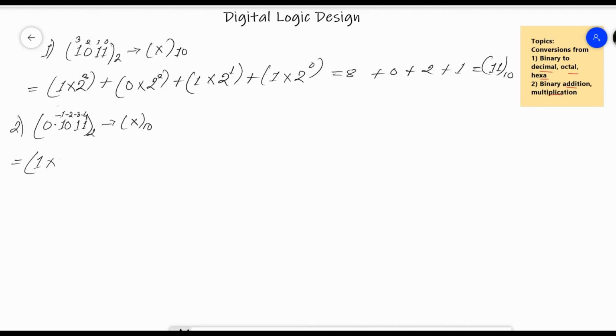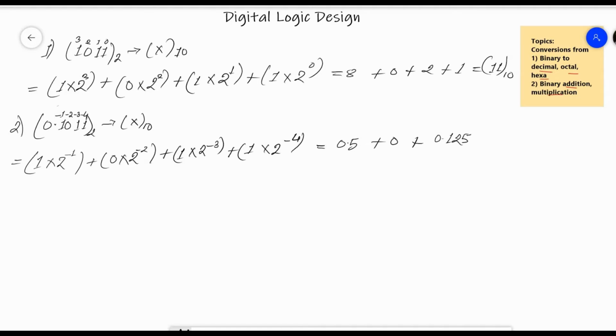Take the first number, multiply with the base to the power of its position number, plus take the next one into the base of the binary number to the power of its position, and then the next one, and finally we have 1 into the base to the power of its position number. If we do the calculation here, we have 0.5 for the first one, then we have 0, plus we have 0.125, and then finally for the last one we have 0.0625. If we add them up together, we get 0.6875 in the decimal format.